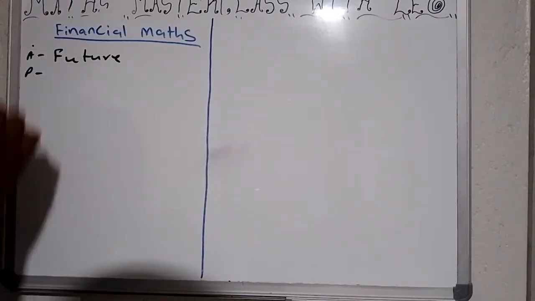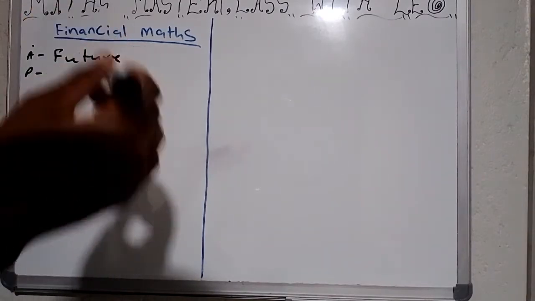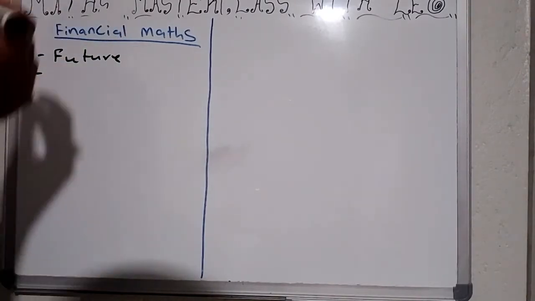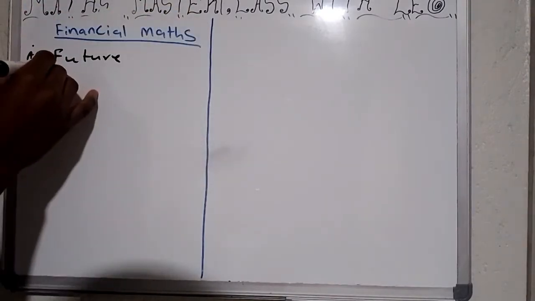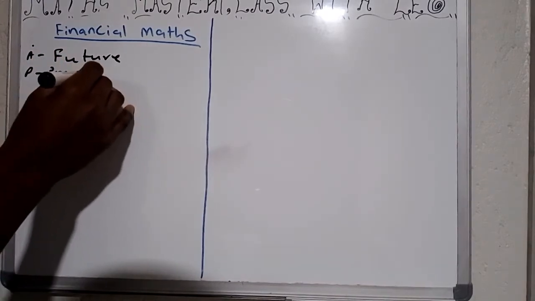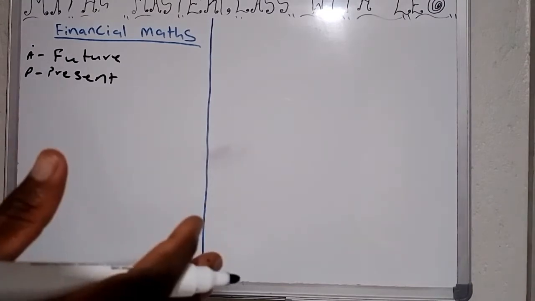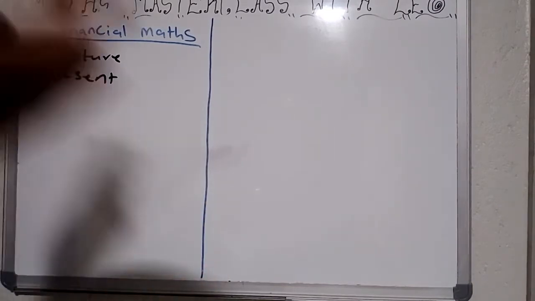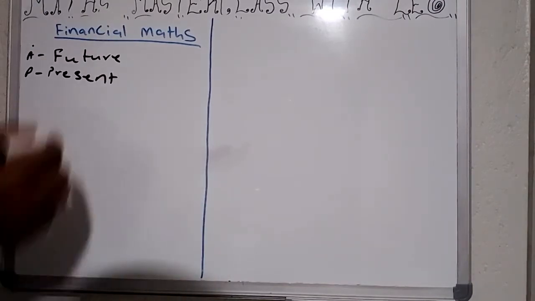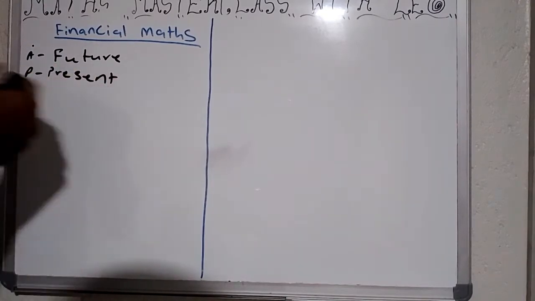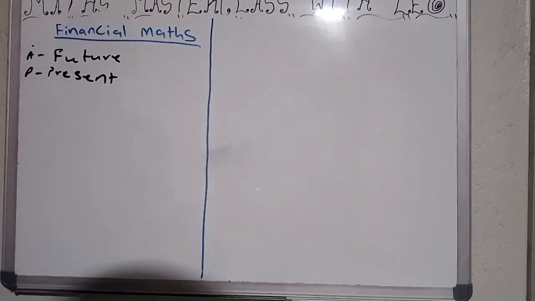And how much are you giving? How much are you investing right now, presently? You are giving out this amount. This is the present amount that you have. Meaning, if you deposit 500 into the account, hoping to achieve 1,500 in 3 years, that 500 is the present amount, the amount that you have right now, right?